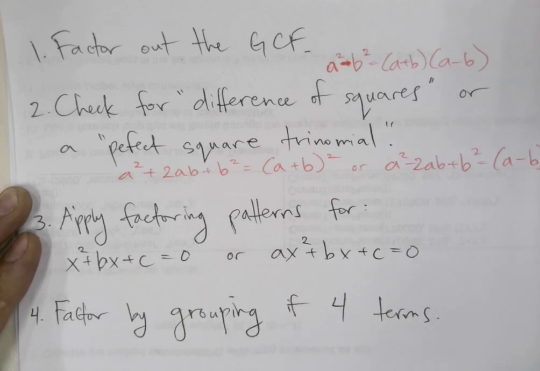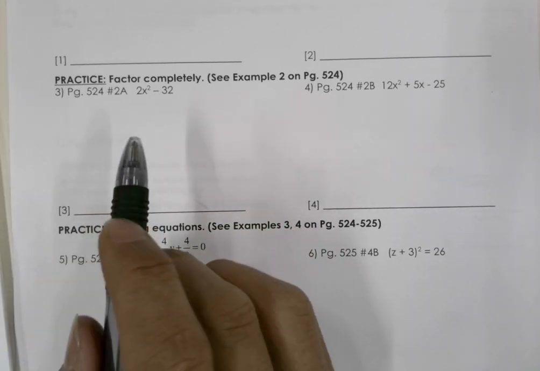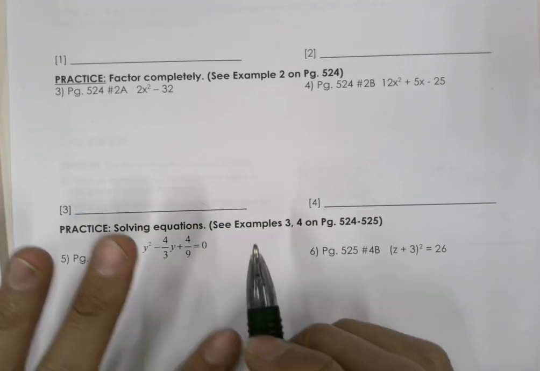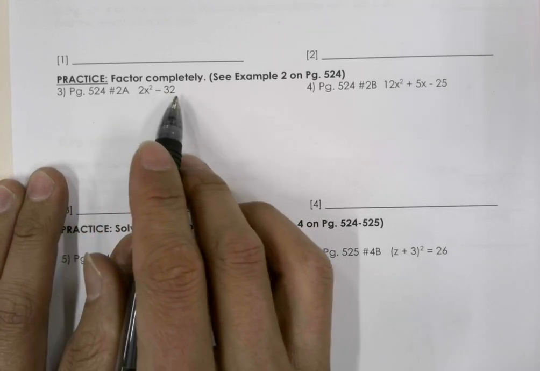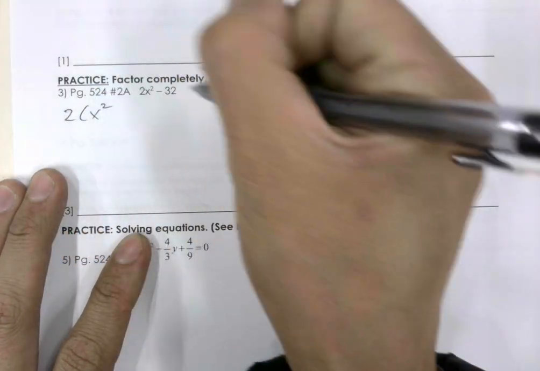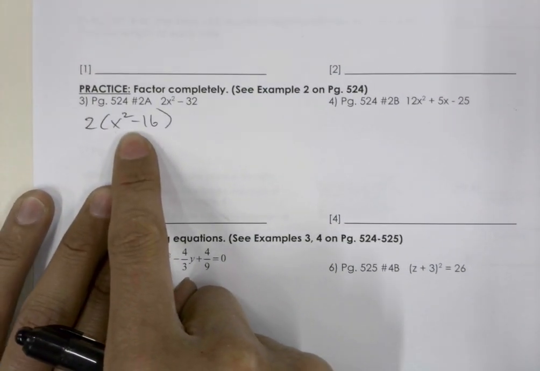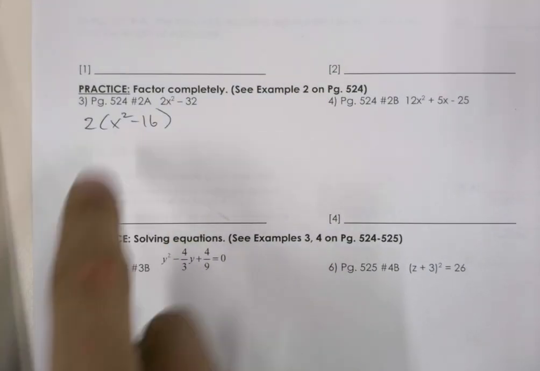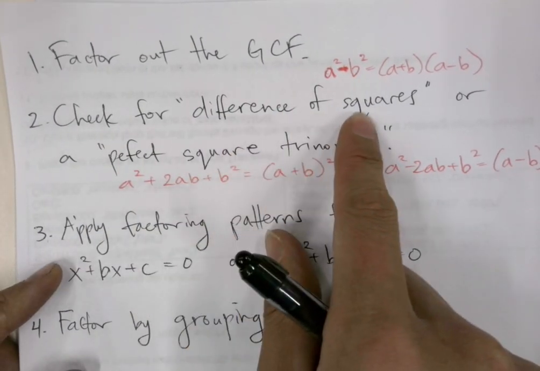So when we're looking at this here, we want to see if we can factor out a greatest common factor. That's step one. And we can. There's a 2, and so 2 is the greatest common factor. So we'll say 2 times (x squared minus 16). Now we're looking at the polynomial in the parentheses, and we're checking to see if it fits any of the additional patterns. Difference of squares.